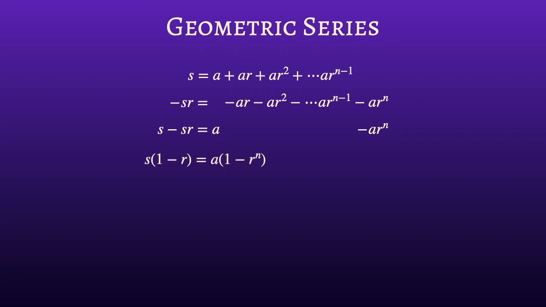Common variables can be factored out. The most important here is the s on the left side, because that allows us to isolate s, yielding an alternate formula for the geometric series. S can be replaced with the series expressed in summation notation.